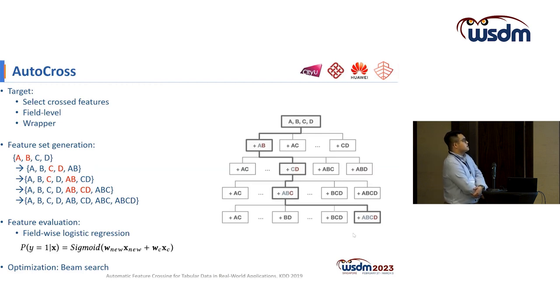And to evaluate the added feature, they conduct a field-wise logistic regression. They keep all of the original parameters and just train the parameters for the new crossing features. And this framework is optimized by beam search.